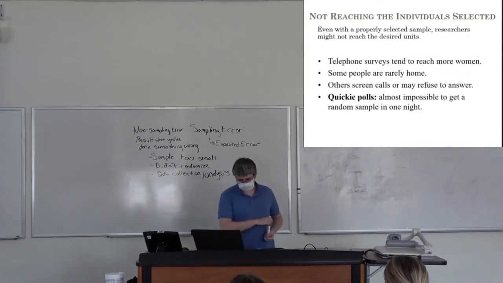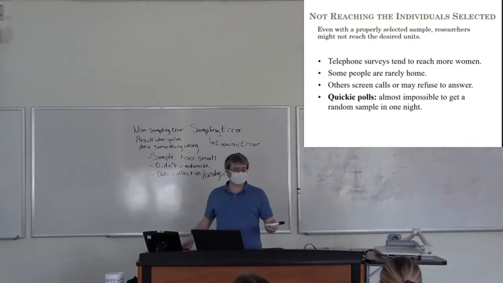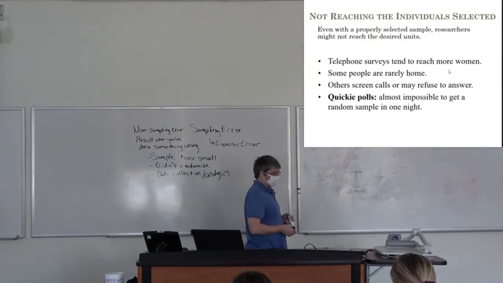You can also not reach the individuals. Some examples of this are that telephone surveys tend to reach more women. Some people are rarely home. Others screen calls or they may refuse to answer.